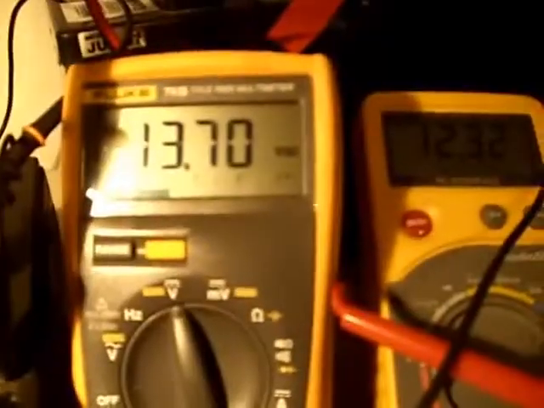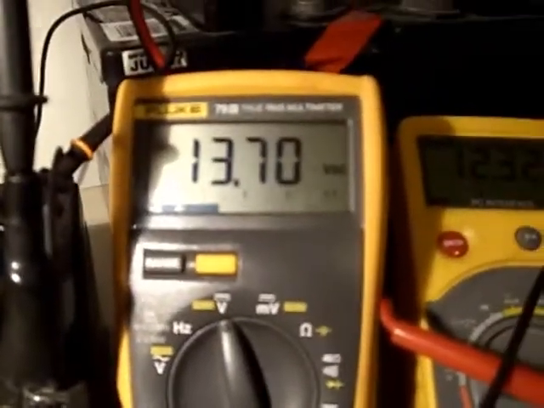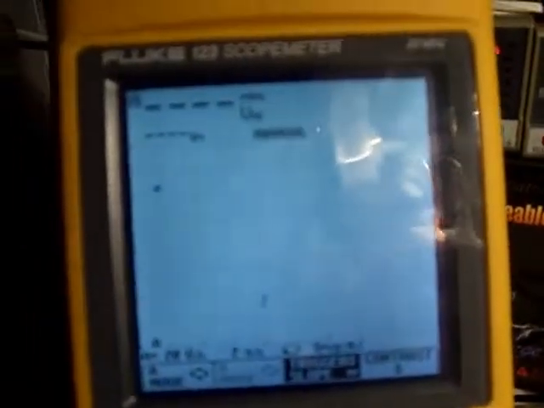Let's see. 12.32, 13.70. Okay, now I got some serious long burst, short burst alternating, and this is on 1 second interval. And you can see that now it's on 40 millisecond interval. Long burst of oscillations with a long burst of normal pulsing in between.